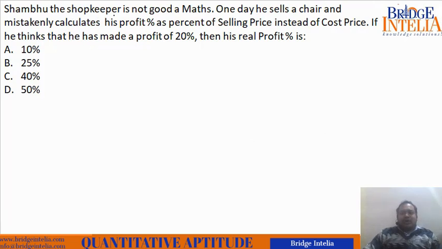Shambhu, the shopkeeper, is not good at maths. One day, he sells a chair and mistakenly calculates his profit percentage on selling price instead of cost price. If he thinks he has made a profit of 20%, then his real profit percentage is equal to what? Now understand what is the problem. What is this question trying to convey? So let me take an example.